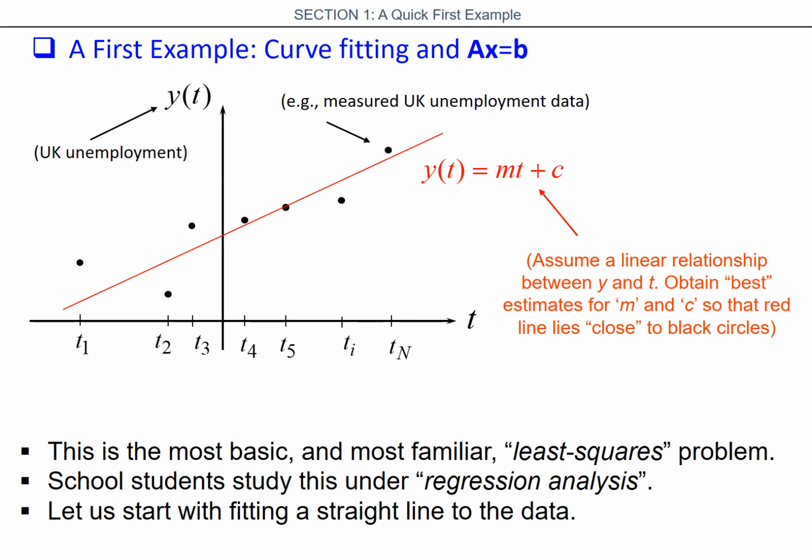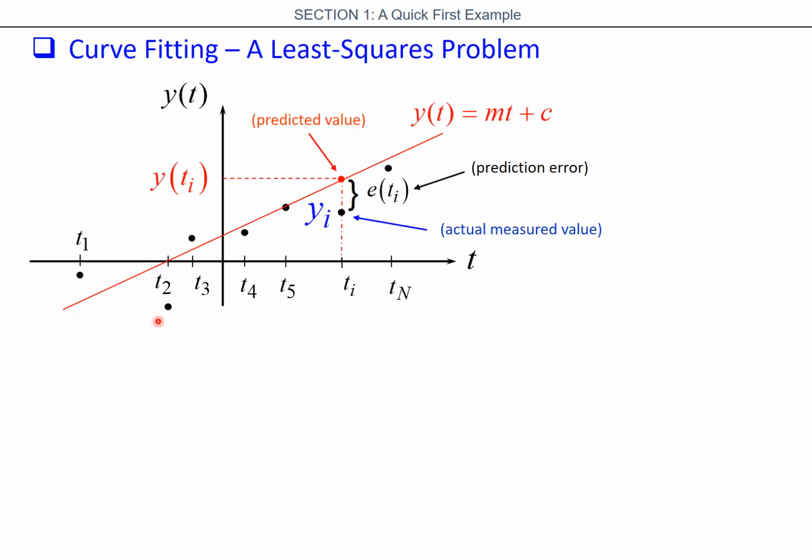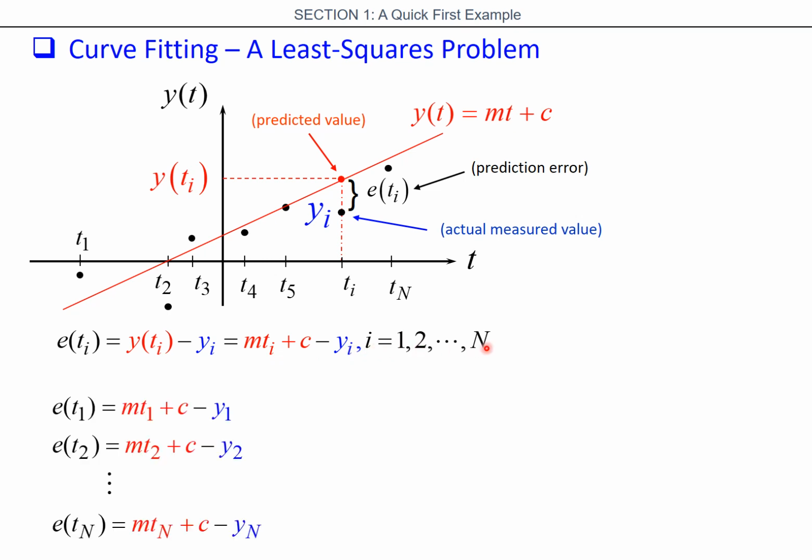So let's start by fitting a straight line to the data. So what we do is we draw a line and we take any point, say t_i, and we say what's the difference between the predicted value and the actual measured value, and we call that the prediction error. So we can write the prediction error as this for all of the n points. So if we draw or write down that equation explicitly for n points, we get this.